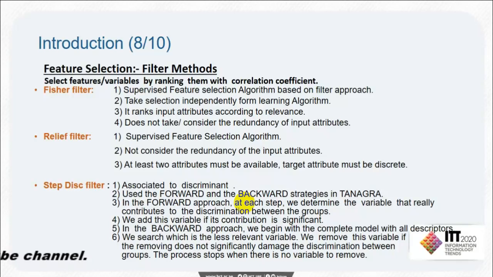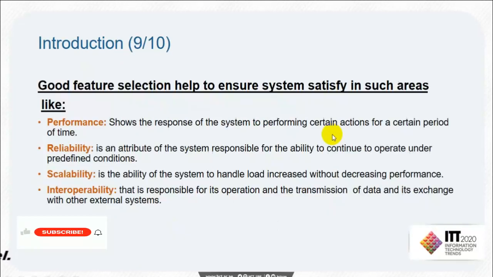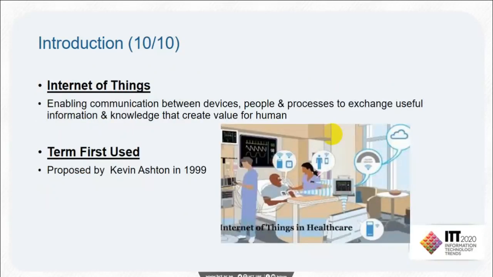In the backward approach, we begin with the complete model with all descriptors. We search for the least relevant variable. We remove this variable if removing it does not significantly damage the discrimination between groups. The process stops when there is no variable to remove. Good feature selection ensures systems are satisfactory in areas like performance, reliability, scalability, and interoperability.